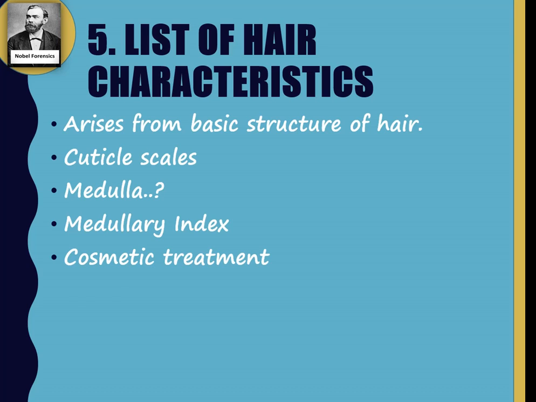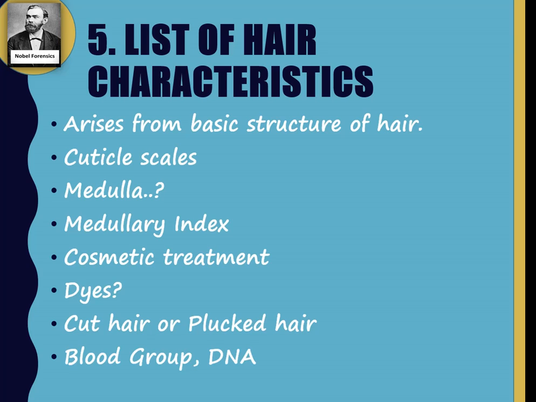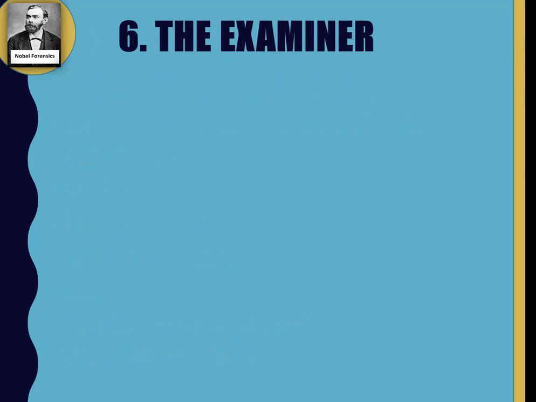Then is there any cosmetic treatment, any dyes applied, then whether it is cut hair or plucked hair. If it is plucked hair, then whether there are any chances to identify blood group and DNA analysis. These are the list of hair characteristics to be analyzed from the questioned hair.